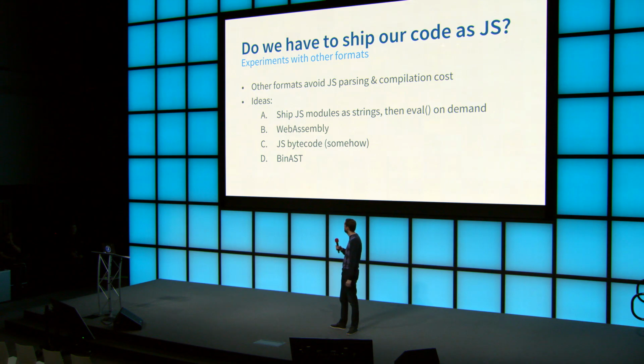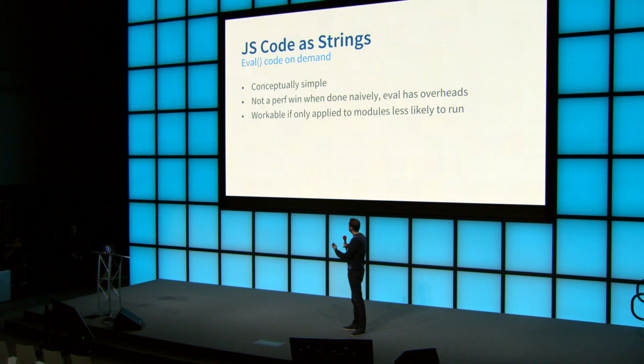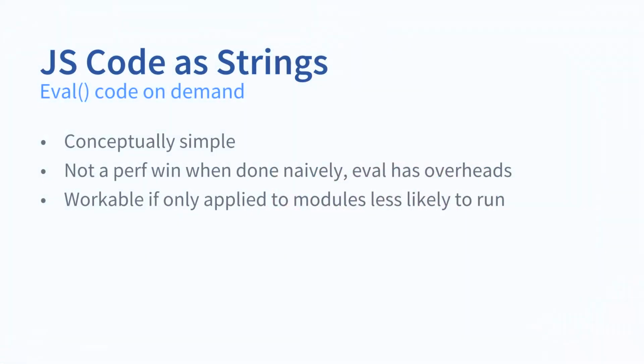So we had some ideas for how to address this. And these are kind of a little bit radical ideas. And I want to go through all of them and end up with a proposal. So the first thing we tried was, well, what if we didn't ship our JavaScript as JavaScript? What if we shipped it as a simple string? So obviously tokenization becomes simpler. You parse things on demand.